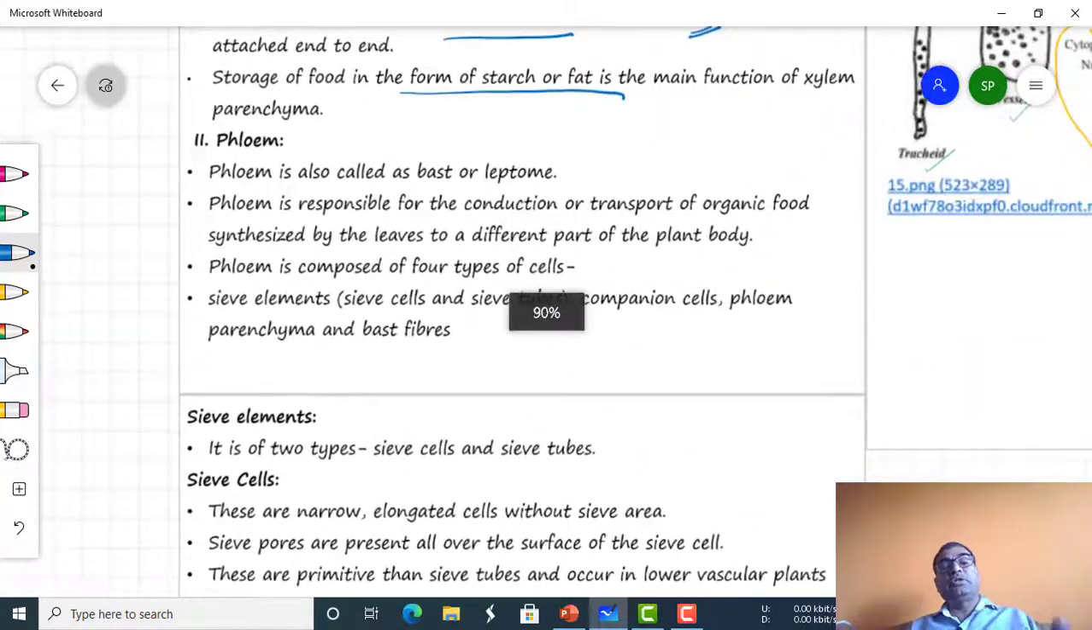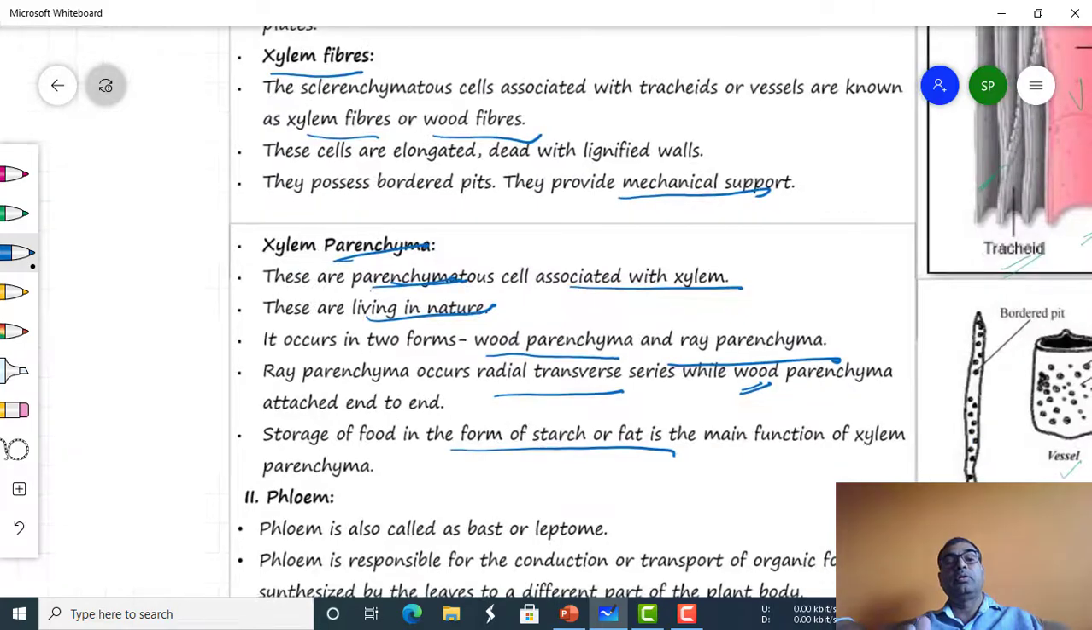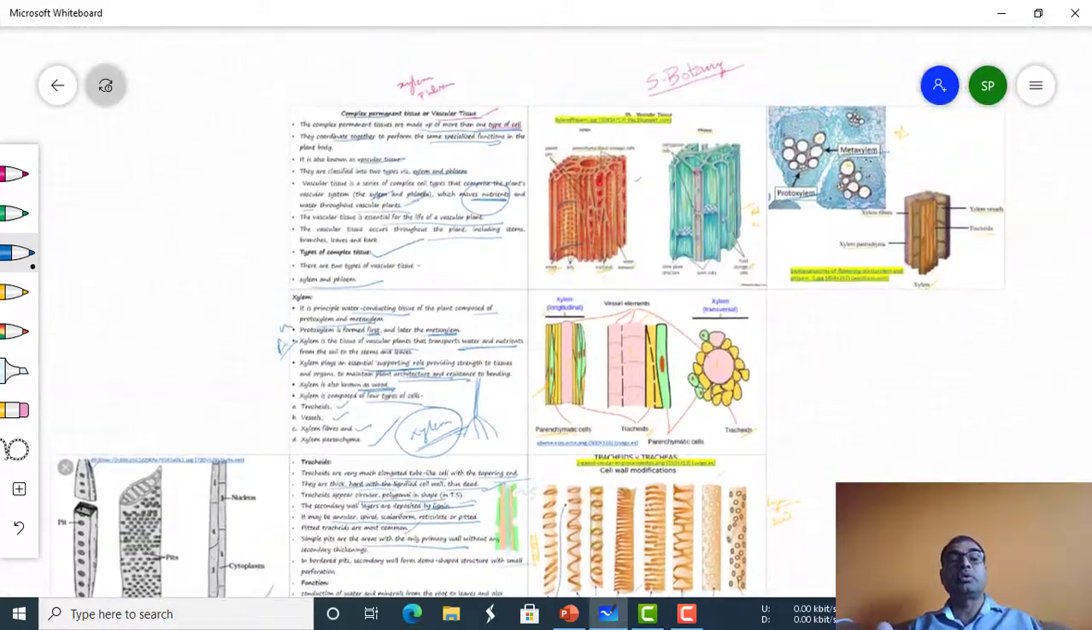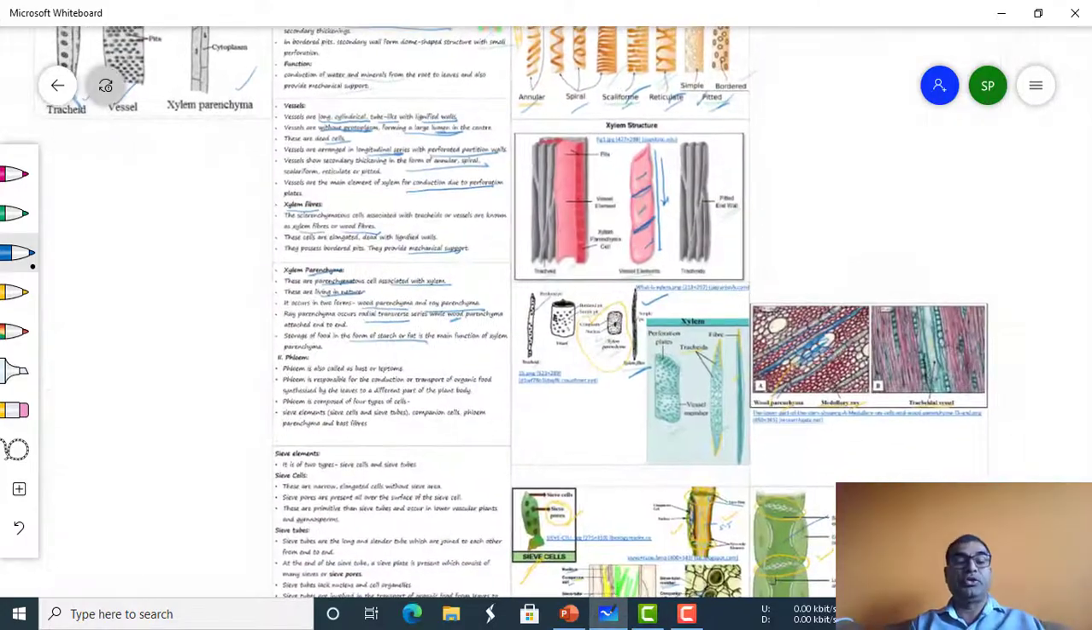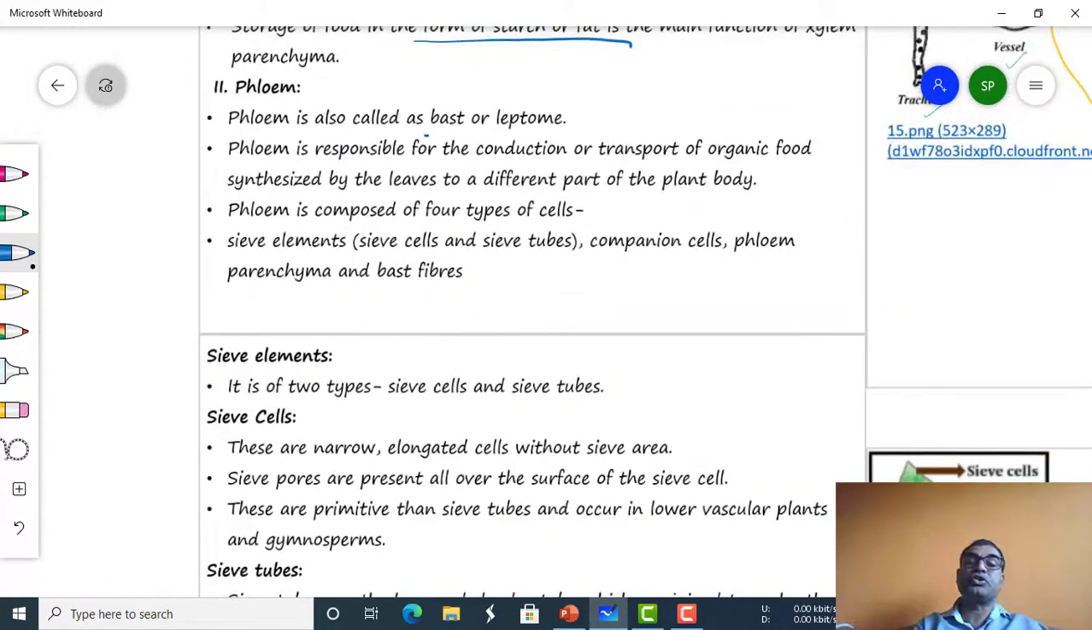So phloem is another vascular tissue or permanent tissue. Which permanent tissue? Complex permanent tissue. Okay. So phloem is also called vasa or leptome. These are other names of the phloem, but mostly phloem is the more familiar word.